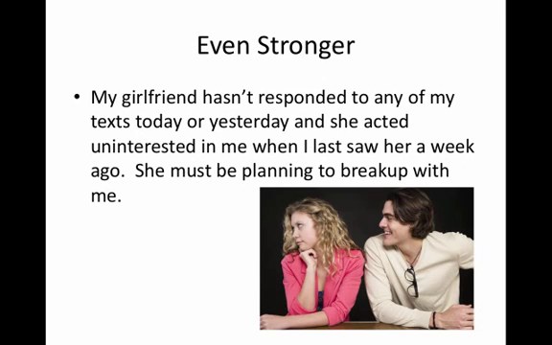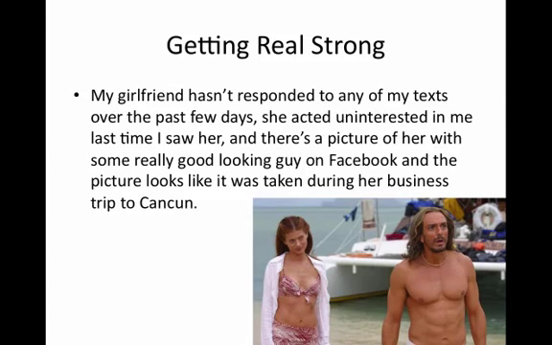Here's an even stronger argument. My girlfriend hasn't responded to any of my texts today or yesterday, and she acted uninterested in me when I last saw her a week ago. She must be planning to break up with me. That's a bit stronger of a connection between the conclusion that my girlfriend wants to break up with me and the evidence that I provided. Now we're starting to get a really strong argument. My girlfriend hasn't responded to any of my texts over the past few days. She acted uninterested in me last time I saw her, and there's a picture of her that just pops up on Facebook with some really good-looking guy taken during her business trip in Cancun. Therefore, my girlfriend must want to break up with me.